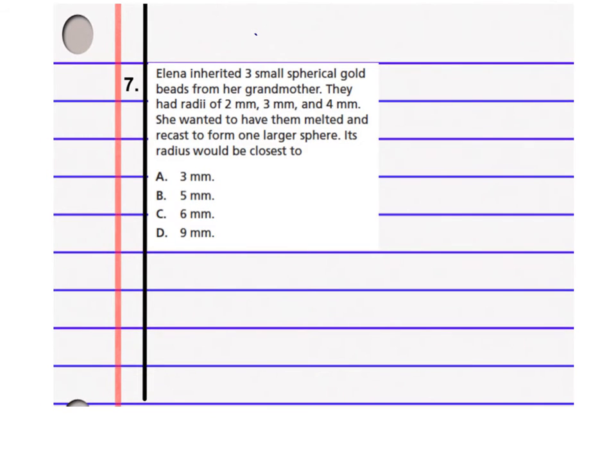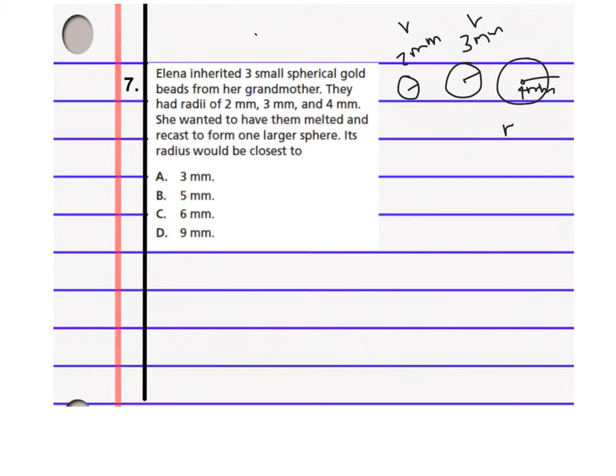All right, number 7. So Elena inherited 3 spherical gold beads from her grandmother. They had radii of 2 millimeters, 3 millimeters, and 4 millimeters. So again, if you think about it, she's got these little gold beads, small, medium, large. It's like the 3 bears or something, Goldilocks. She wanted to melt them all together and get one large sphere and figure out the radius for this.